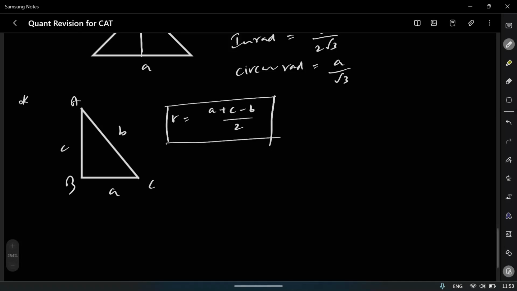And then another property regarding right angle triangle is equating variables via angle.